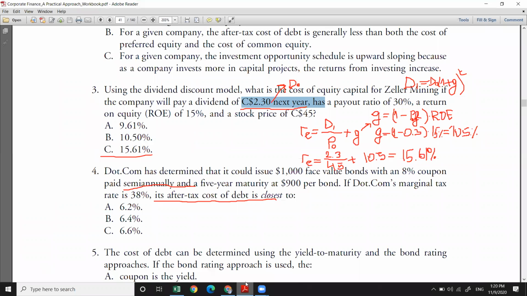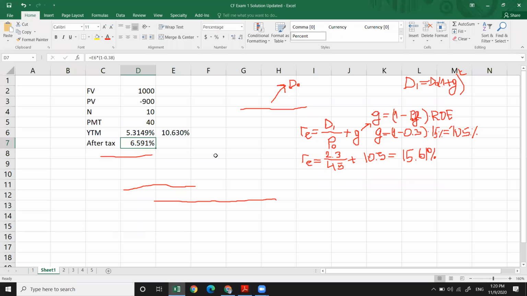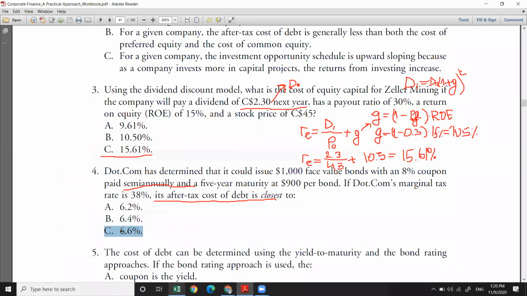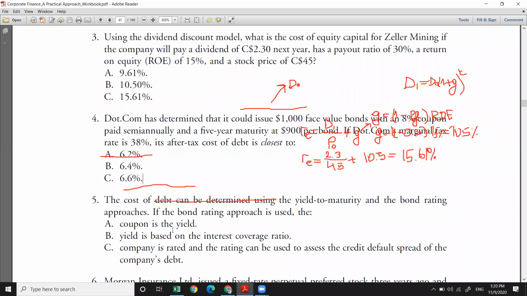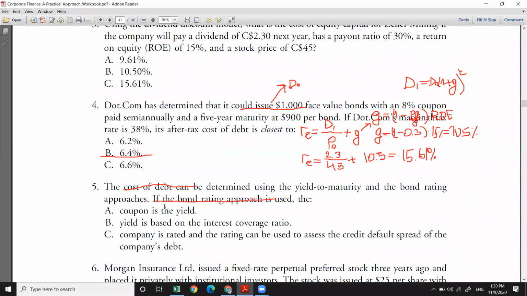So let's see whether we have this answer. So there is C. If you round it, you're going to get this one. 6.59 is 6.6. If you round in Excel, 6.6, so it is C. So let me erase this all.